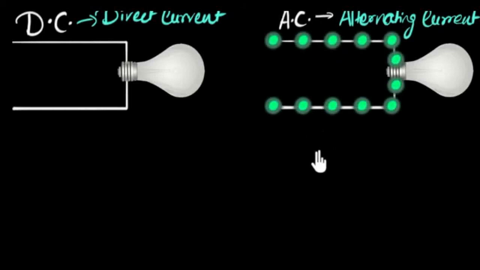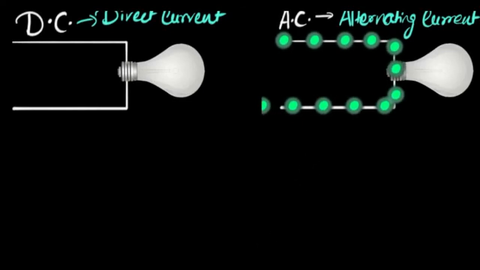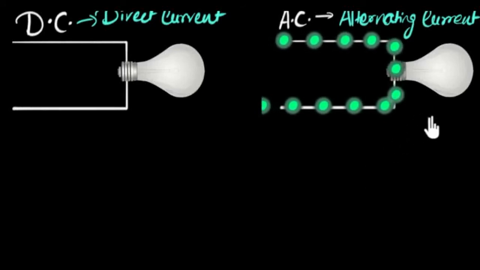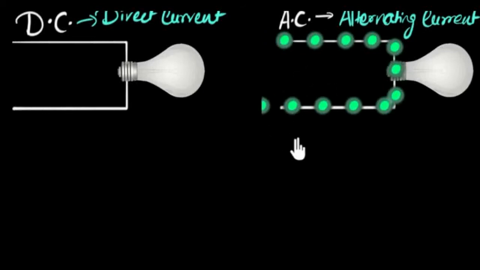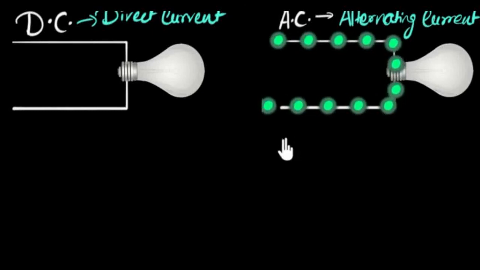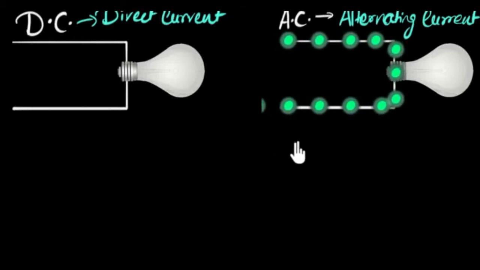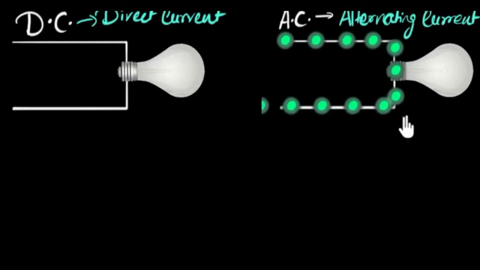So again, suppose there are some electrons in a conductor, and for AC the electrons are moving like this. They will move forward, then stop, then move backward. So this way electrons will alter in their direction. That is why it is called alternating current. Electrons move backwards, then electrons move forward. This way electrons flow, right? That is how AC and DC are different.